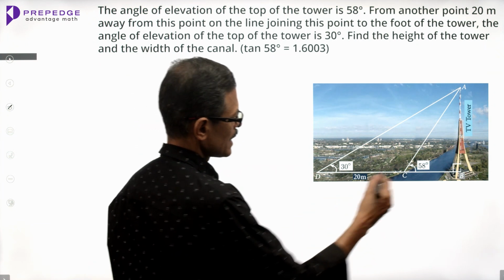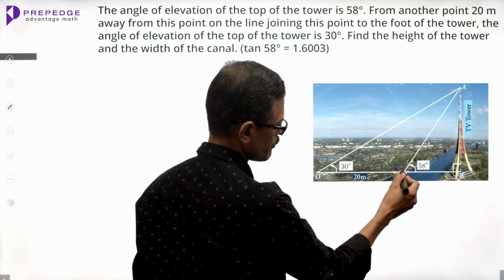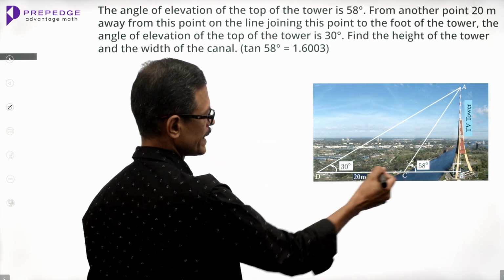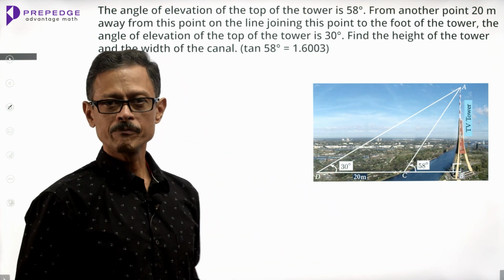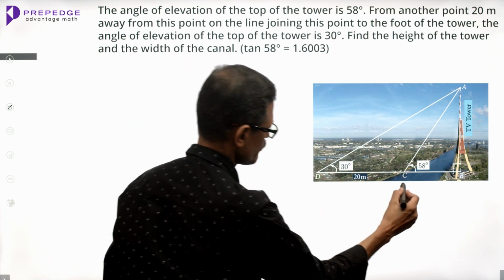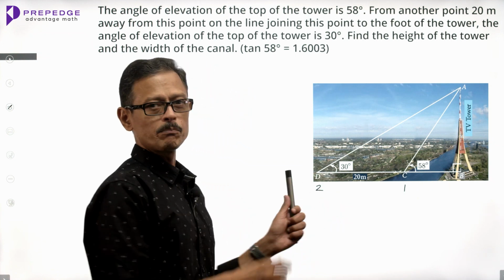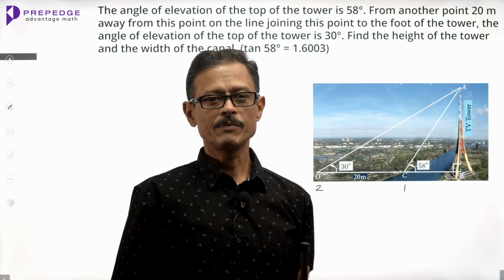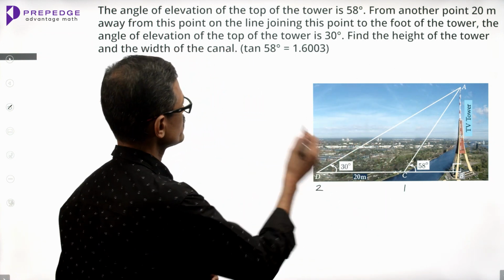அதுக்கப்புறம் என்ன பண்றோம்? The line joining the foot of the tower to the first point, இந்த லைன் அப்படியே எக்ஸ்டெண்ட் பண்ணி 20 meters we are moving. மூவ் பண்ணிட்டு பாயிண்ட் D க்கு வரோம். இதான் ஃபர்ஸ்ட் பாயிண்ட், இது பாயிண்ட் 2. இந்த பாயிண்ட் 2ல இருந்து இதே டிவி டவரை பார்த்தோம்னா the angle of elevation works out to 30 degrees.